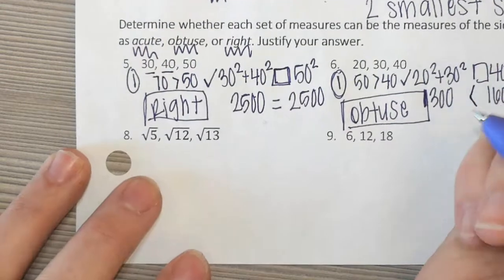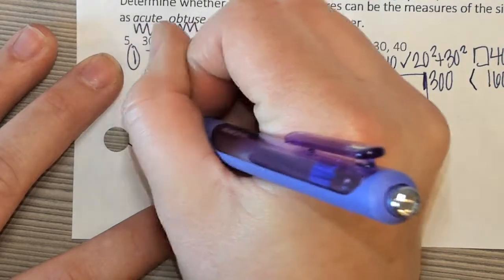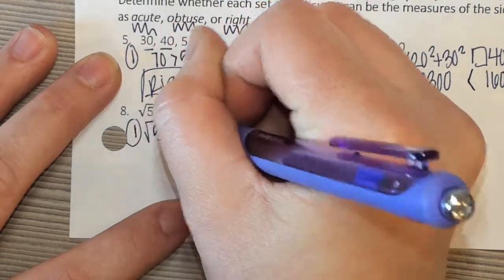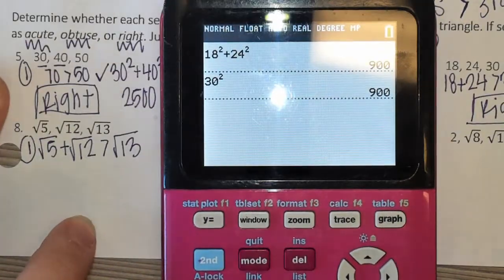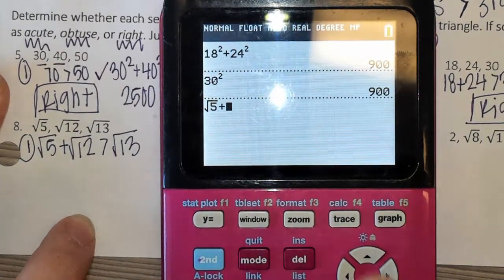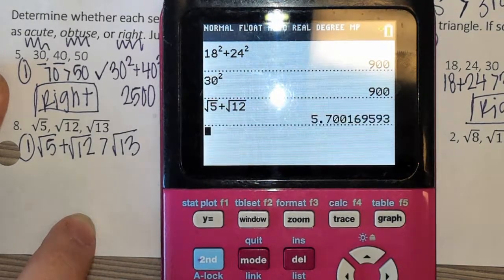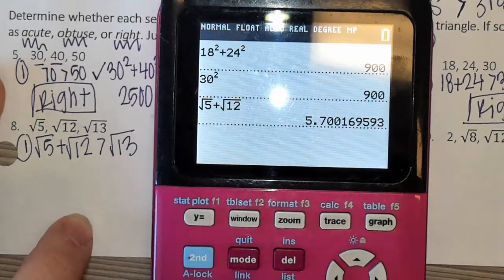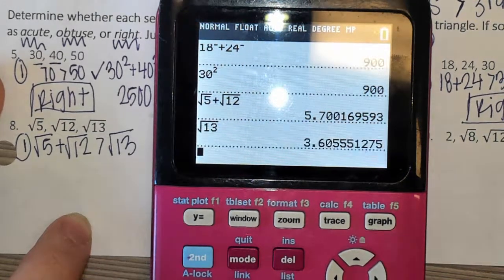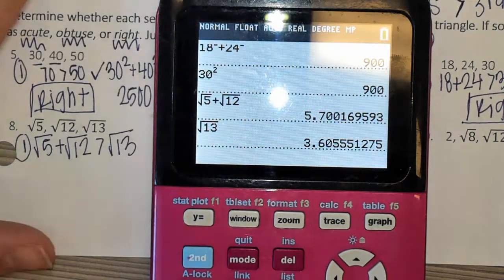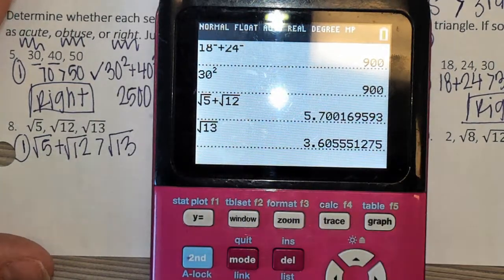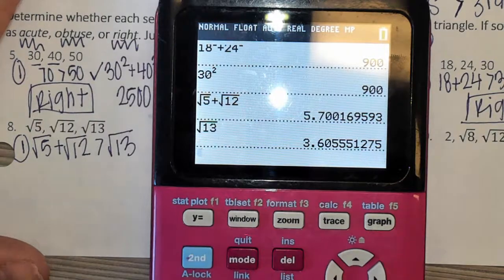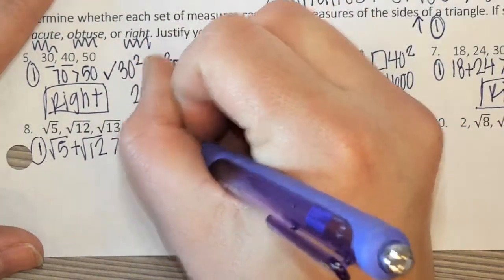Now, number 8, first of all, we have to determine if these make a triangle. Well, is the square root of 5 plus the square root of 12 greater than the square root of 13? I have no idea. Let's plug it in. Square root of 5 plus square root of 12. Okay, that's 5.7. Is it greater than the square root of 13? Yes. You see how the square root of 5 plus the square root of 12 is 5.7, and the square root of 13 is 3.6. So, yes, now we can move on.